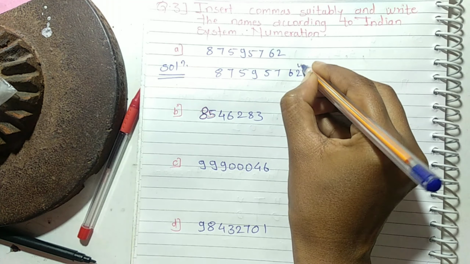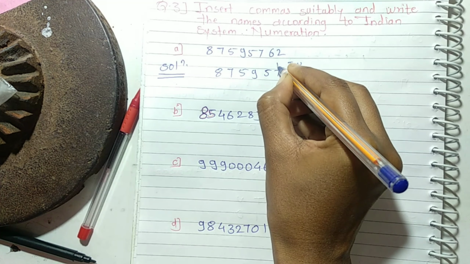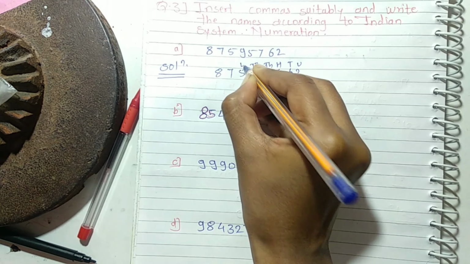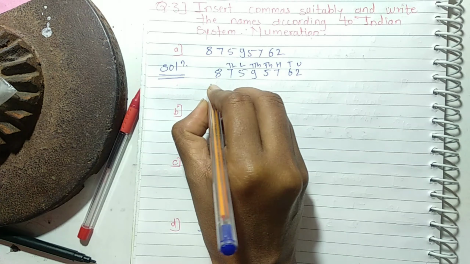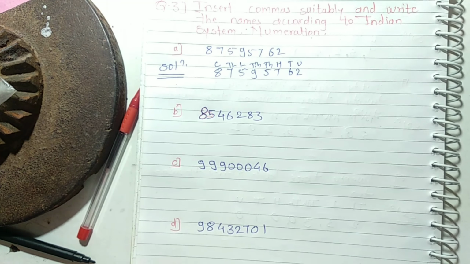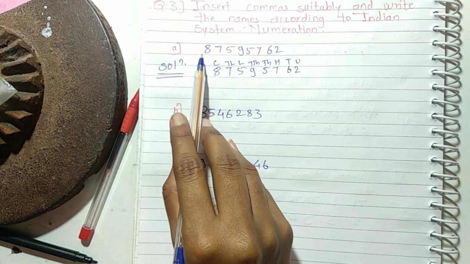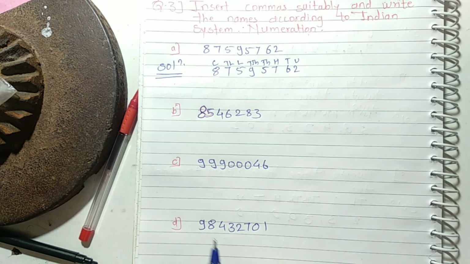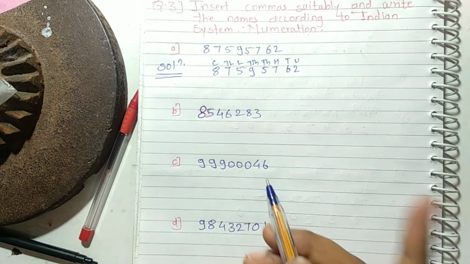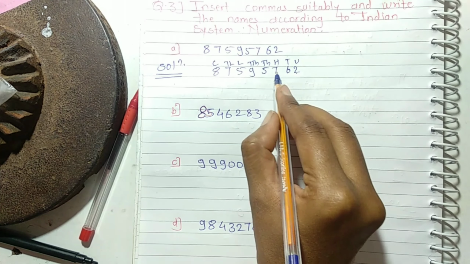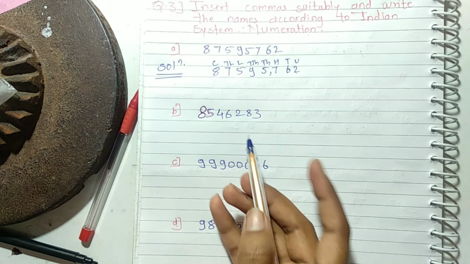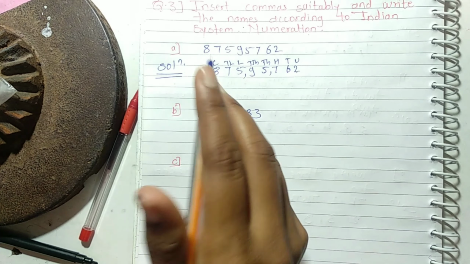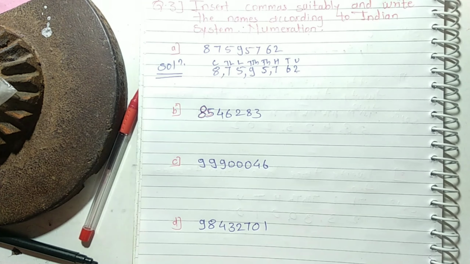2 is on the unit place, 6 is on tens, 7 is on hundreds, 5 is on thousands, then ten thousands, lakh, 10 lakh and crore. Next, put commas here. In the Indian place value chart, the first comma is put after 3 digits. Next comma is put after 2 digits, and again after 2 digits. Understood?